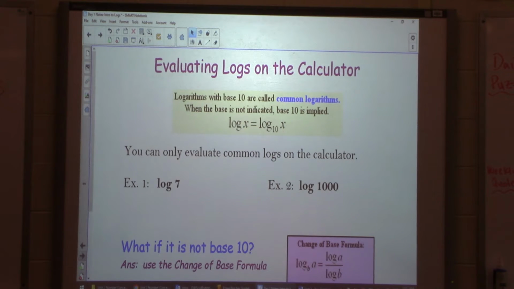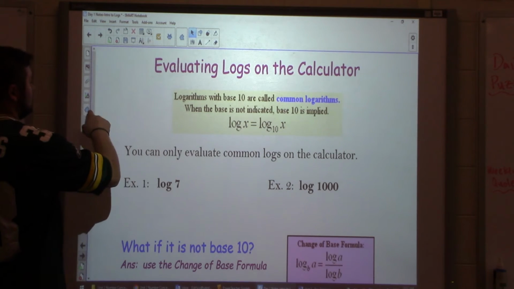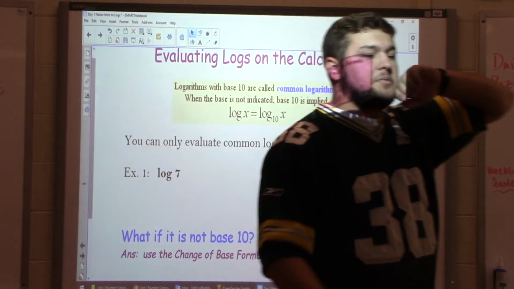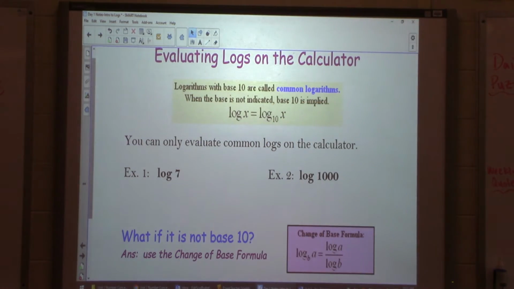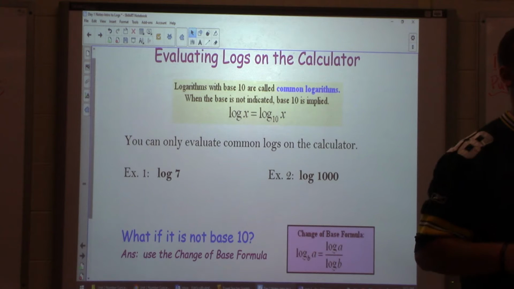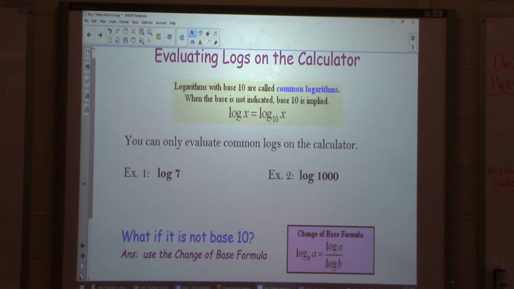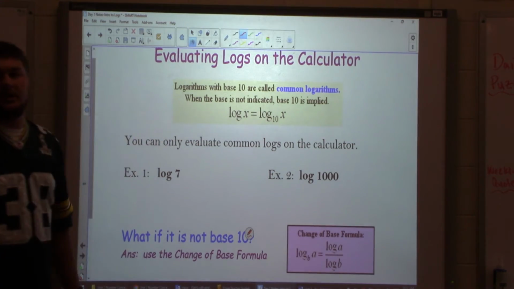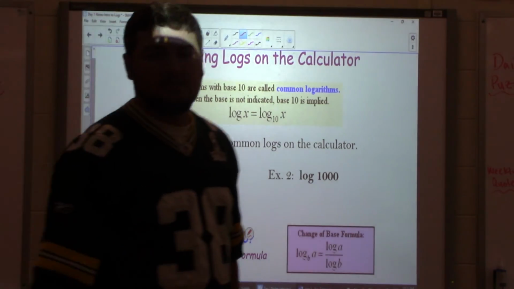Alright. Like I said, guys, logarithms with a base of 10 are called common logarithms. That button, that log button on your calculator, is the common logarithm. So if you're given something like log of 7 or log of 1000, you can just use that button right there. You can click log 7, enter. Go ahead and do it. Log 7, enter. Log 7, enter. Do it.